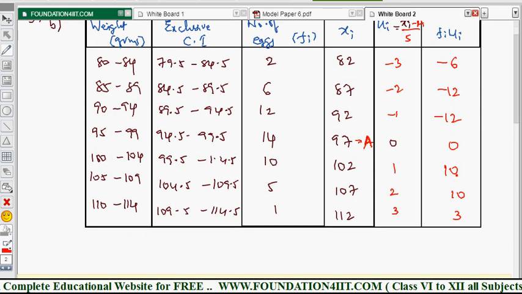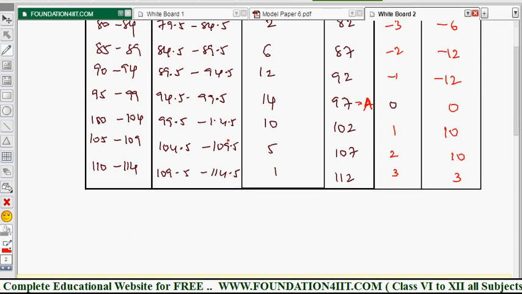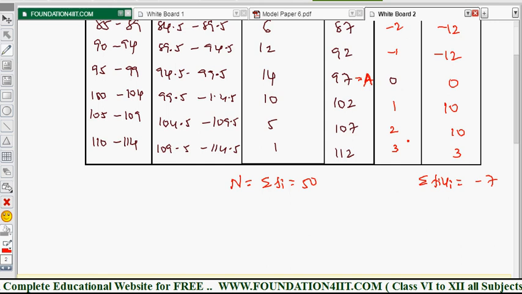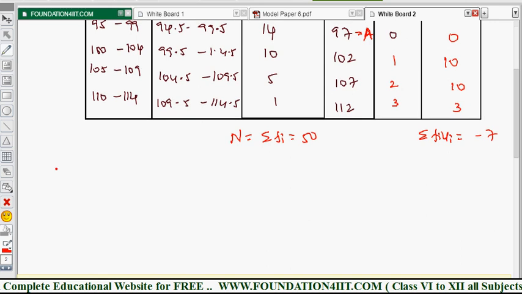Now using this table we need to find out the value of n. n is equal to sigma fi. If you add this column, you get a total of 50. And sigma fi ui also: add the negative numbers and the positive numbers separately, and subtracting, you get minus 7. The assumed mean is already 97.